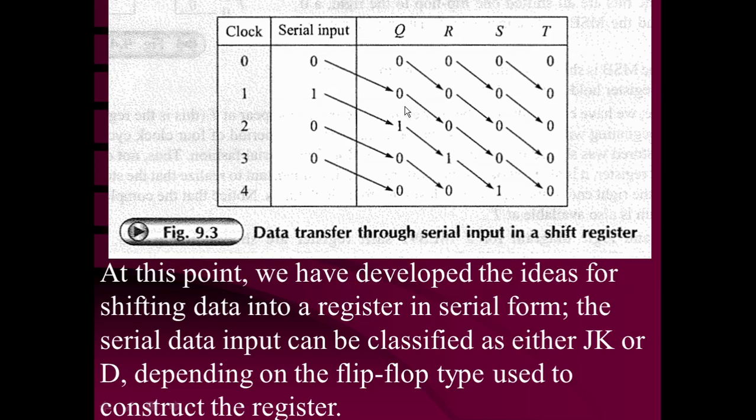So what is the data? After the one clock cycle, 0000 is the data present. After the next clock cycle, on the negative edge of the second clock pulse, this data input 1 will be shifted into the first flip-flop Q. The output of Q will be shifted into the flip-flop R. The output of R is going to be shifted into the flip-flop S, and the output of S will be shifted into the flip-flop T. So after the second clock pulse, the data output QRST is going to be 1000.